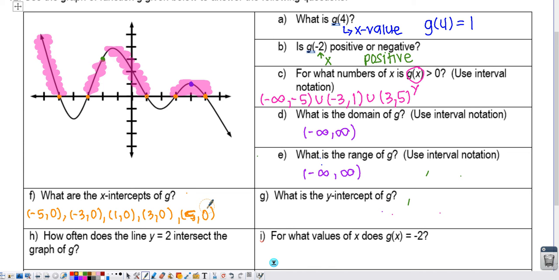Okay. The y-intercept I also go through and use as an ordered pair. Just make sure to write it correctly. It's 0, 2.